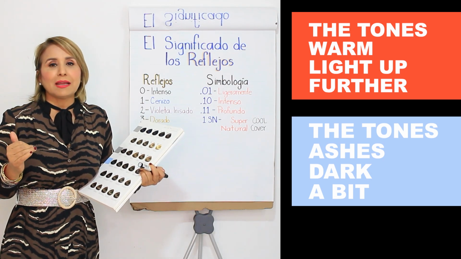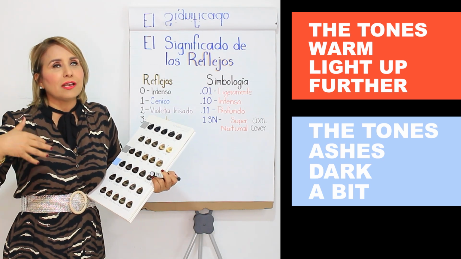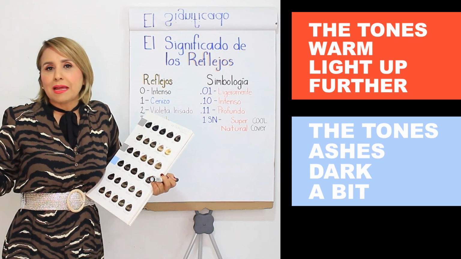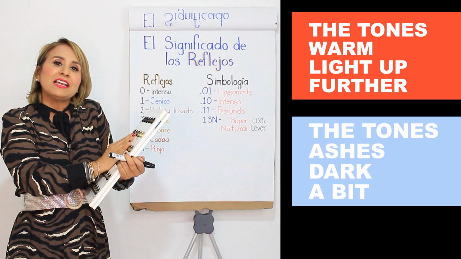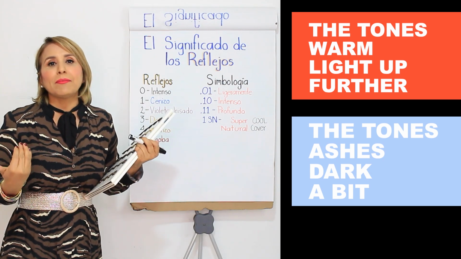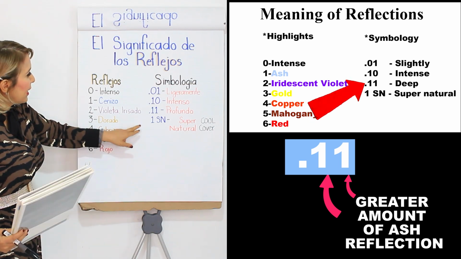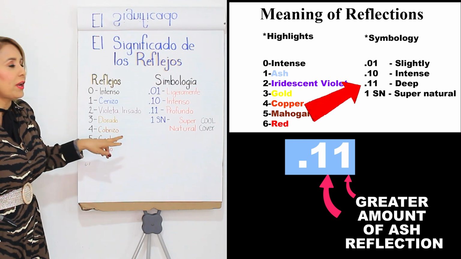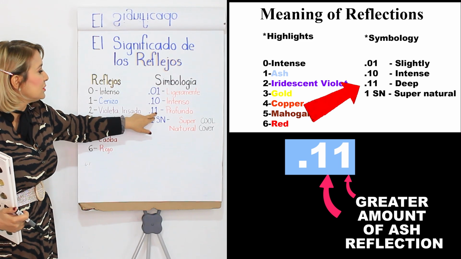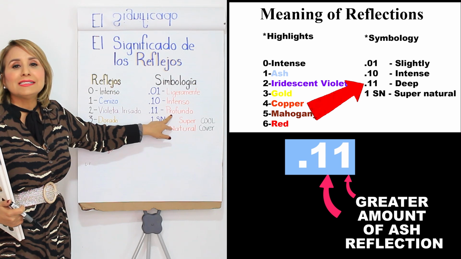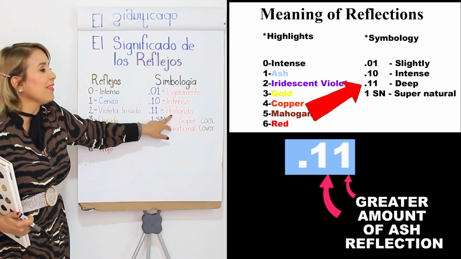It is important to know that warm tones with red or copper reflections brighten the skin more. When you apply an ashy tone, it feels like the hair has darkened slightly. If you find a natural tone with 11, it means it is an intense ashy tone with a higher amount of ashy pigment.